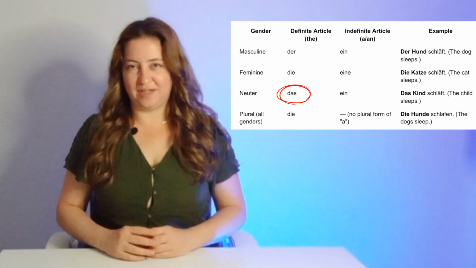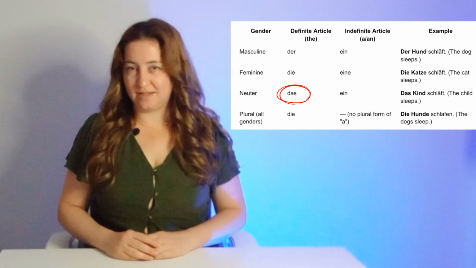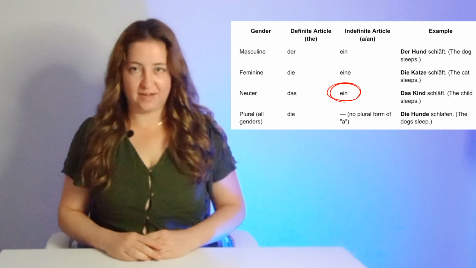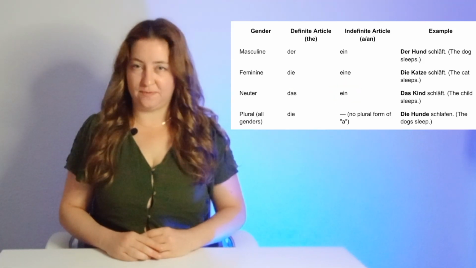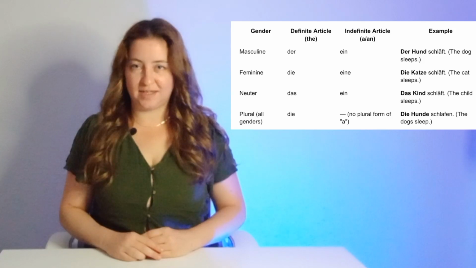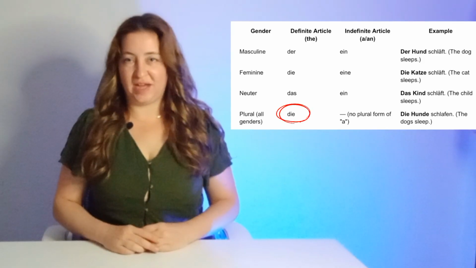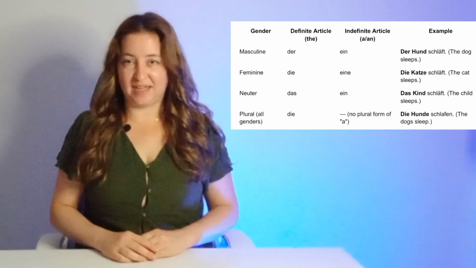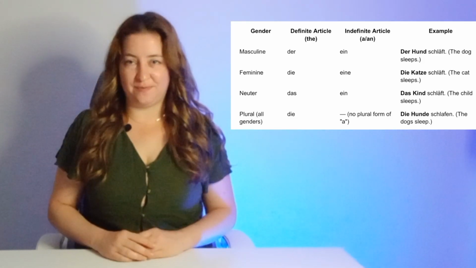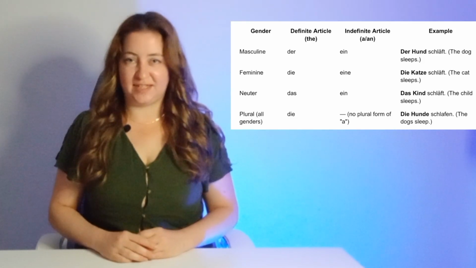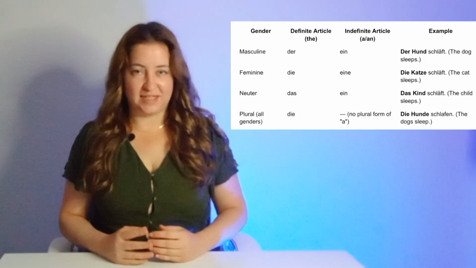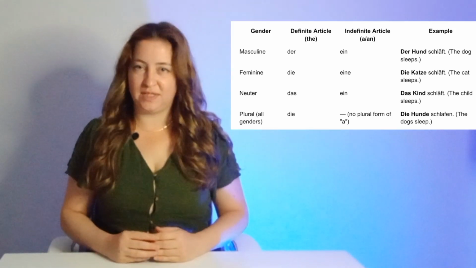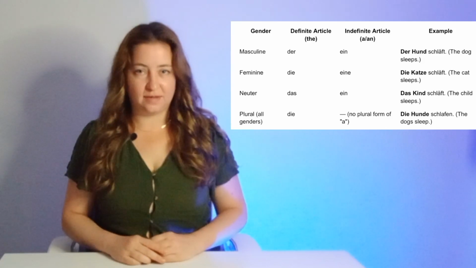The neuter definite article is das and the indefinite article ein. Das Kind schläft. The child sleeps. For plural, we have the definite article die. For example, die Hunde schlafen. The dogs sleep.